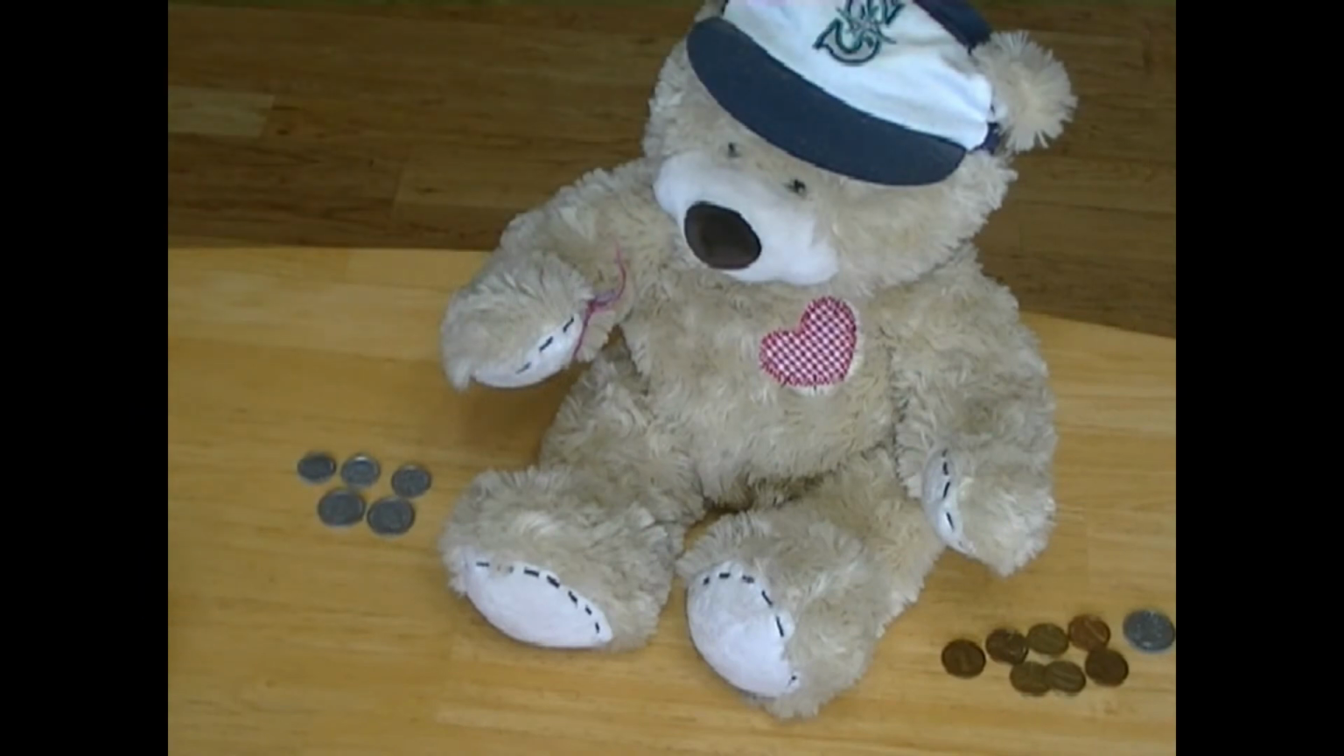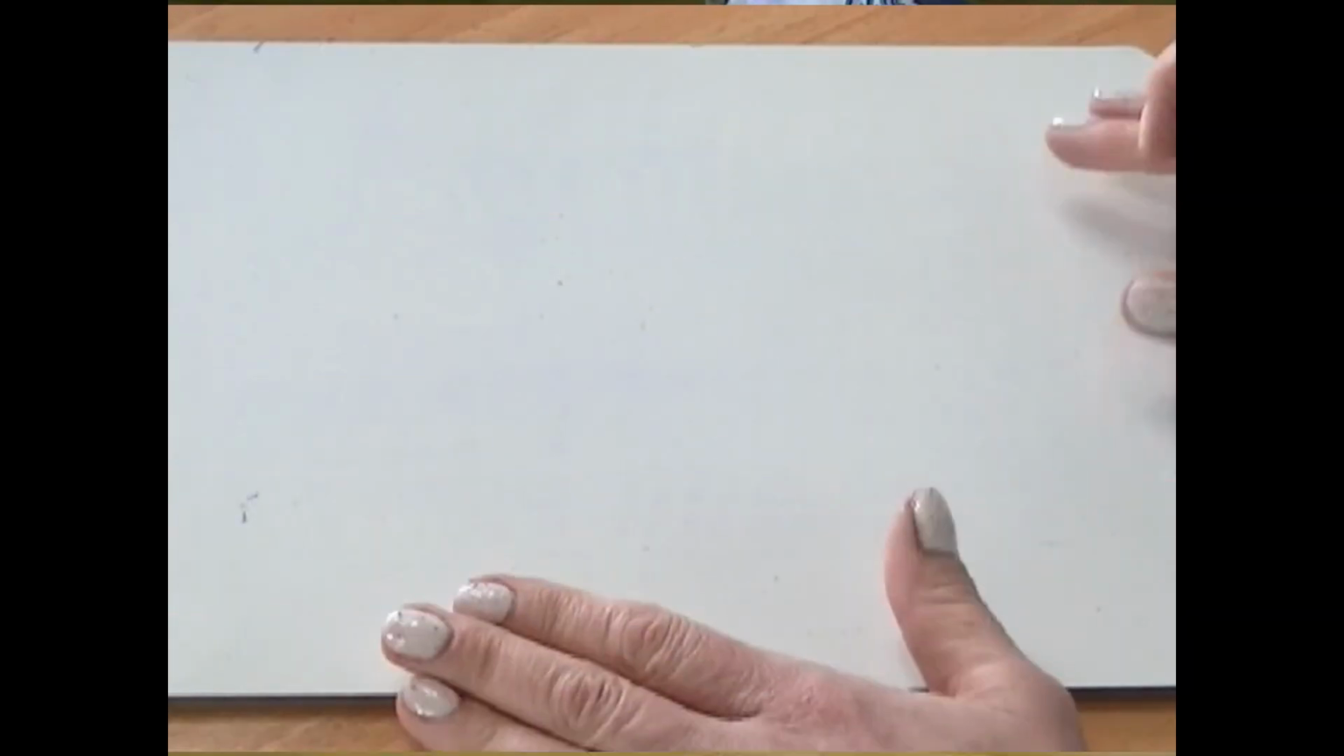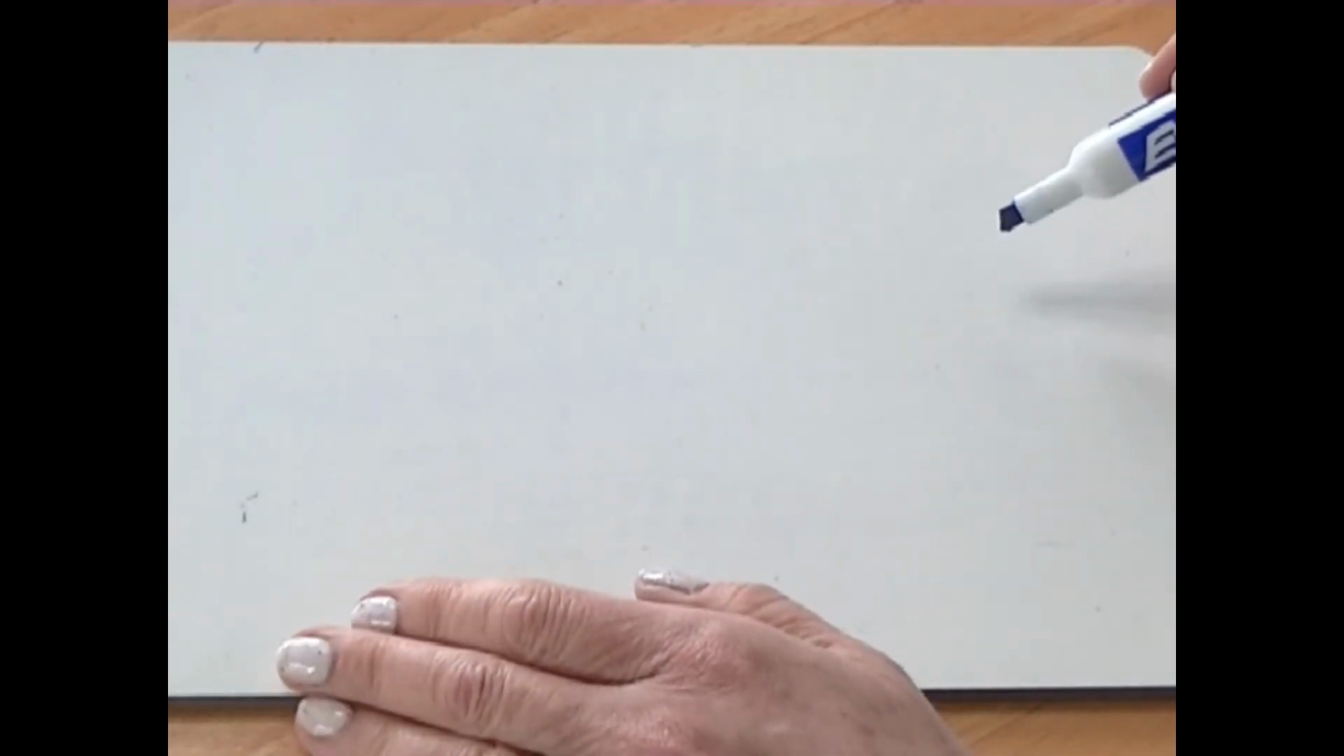So here we go. Seymour emptied his pockets. In one pocket, Seymour had 3 dimes and 2 nickels. In the other pocket, Seymour had 1 quarter and 7 pennies. How much money did Seymour have all together? All right, let's take a closer look at that story problem.